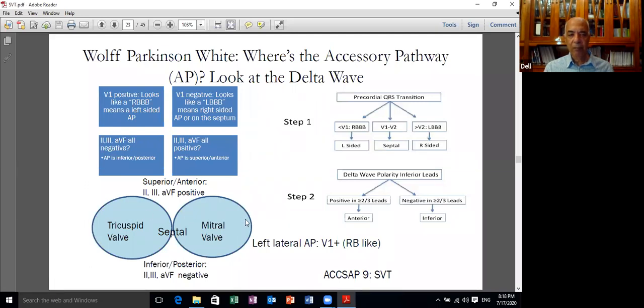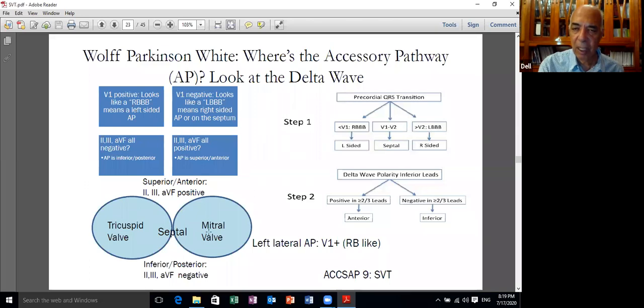If it gets positive, it's located on the left side. So by looking into the precordial leads, V1 essentially, you can localize right or left-sided. And then looking in the inferior leads, it tells you whether it is in the superior mitral or the tricuspid valve, or in the inferior mitral or the tricuspid valve. In the superior, it will be positive in the inferior leads, and vice versa if it is in the inferior mitral or tricuspid valve.